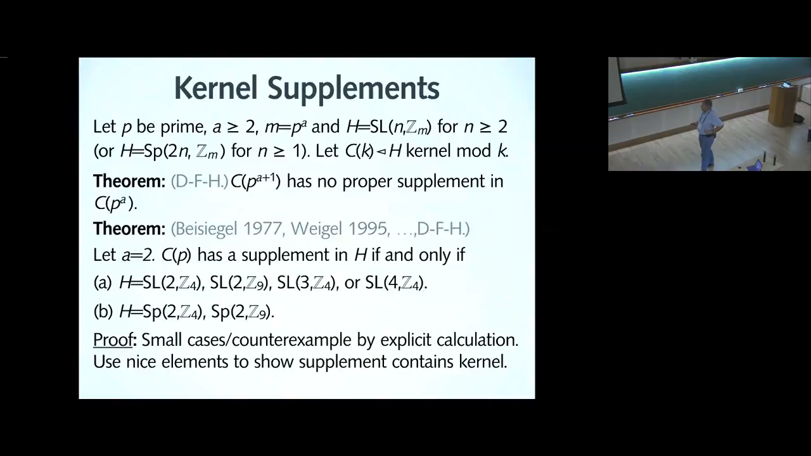So if I work modulo 2, this kernel has a supplement if and only if the dimension is small and the prime is small. And essentially what the proof does is there is some general argument which leaves some small cases left, and in these small cases we do explicit calculations and thereby check that indeed in all of these cases there exists a supplement.